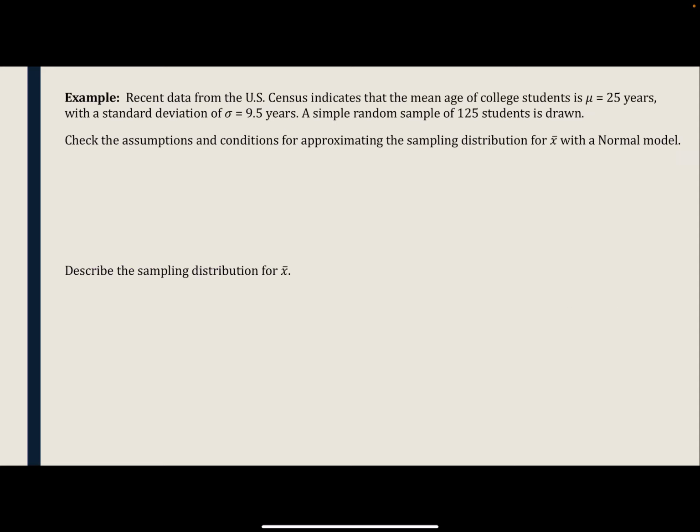So let's look at a couple of examples. It says recent data from the U.S. Census indicates that the mean age of college students is 25 years with a standard deviation of 9.5 years. A simple random sample of 125 students is drawn. We're going to check the assumptions and conditions. We have a random sample. It says so in the problem.